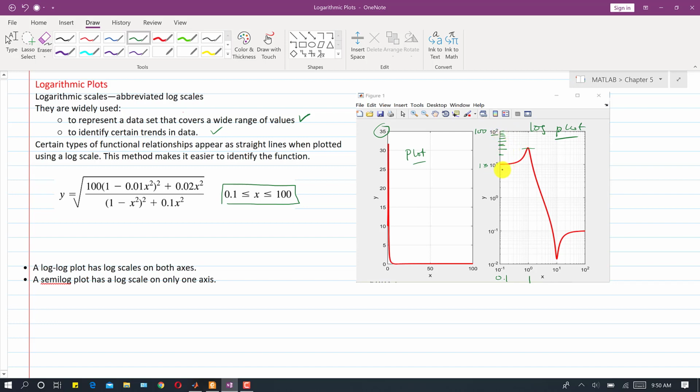MATLAB does this automatically. When we use the log plot, MATLAB plots it logarithmically, and we get this plot. As we can see, this is 10, 20, 30 and 40. This peak is between 40 and 30. In the actual plot this peak is between 30 and 35, so somewhere between 30 and 40, nearer to the 35 value.